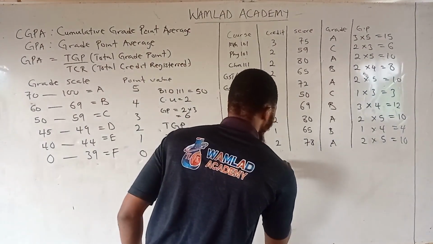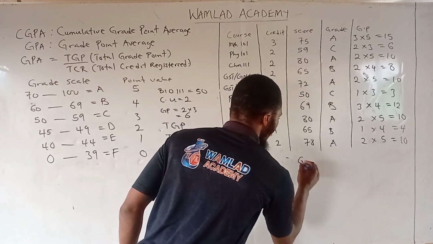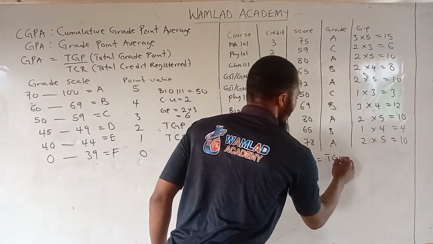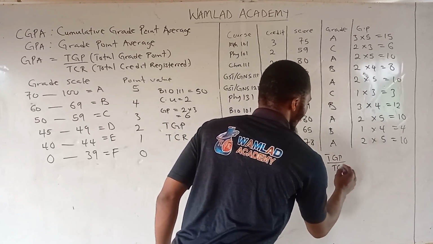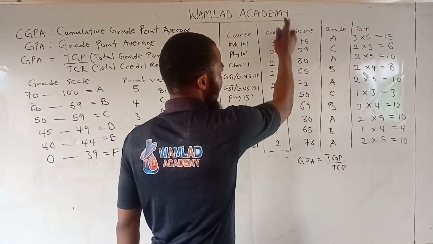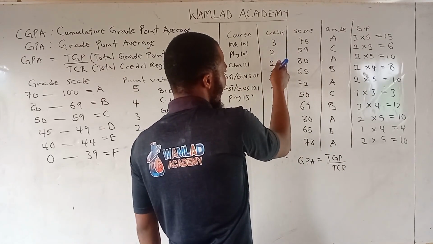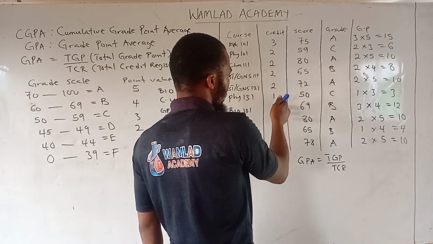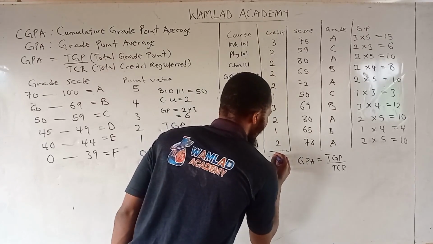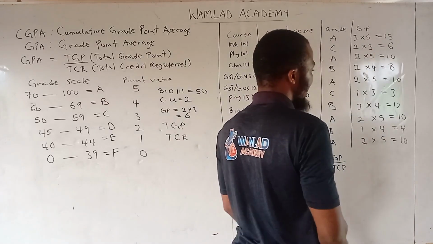You know that our GPA equals our TGP over TCR. So how can you know our TCR? This is the credit unit. You now add everything together: 3 plus 2, 5, 7, 9, 11, 12, 15, 17, 18, 20. That means the TCR here is 20. And let's calculate our TGP.